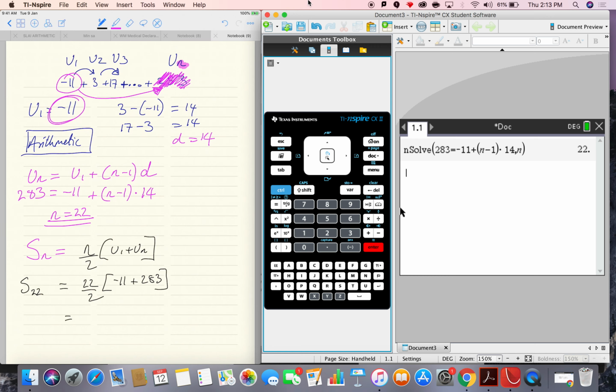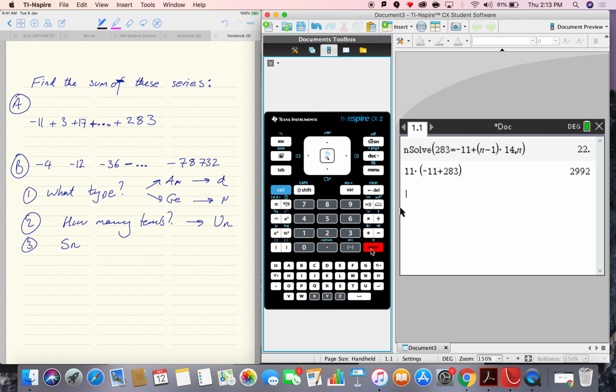And so let's just go and type that in. That's 22 divided by 2, times by brackets negative 11 plus 283. Okay, so that's 2992. Fabulous. All right, let's go for the second question.